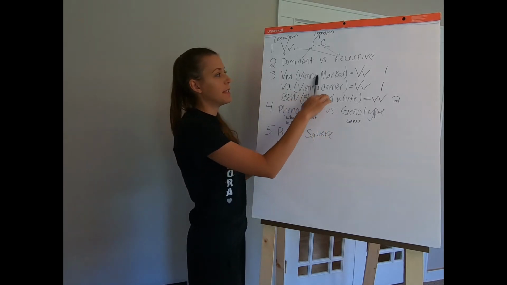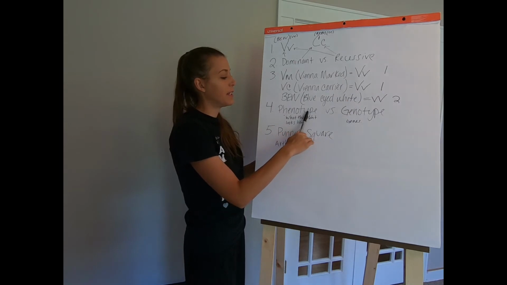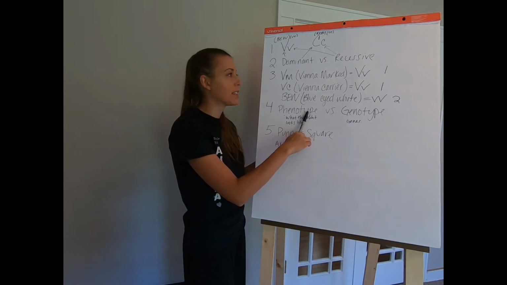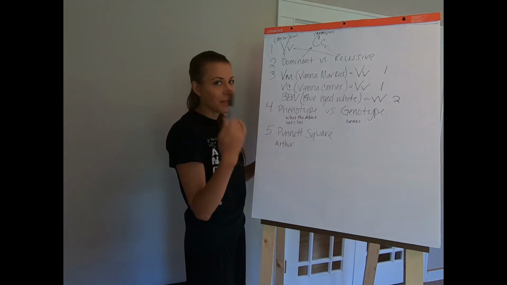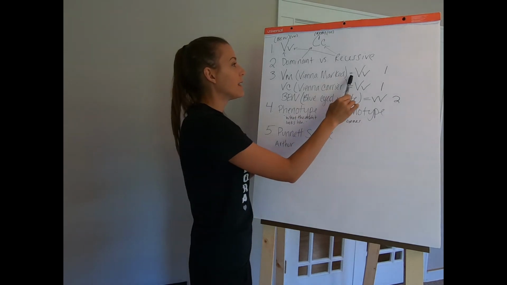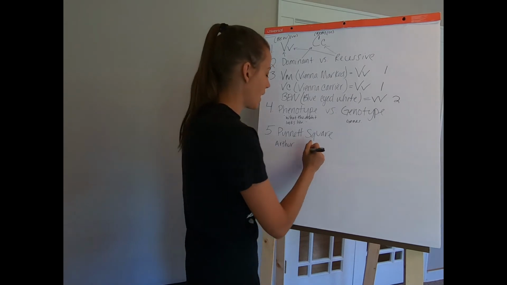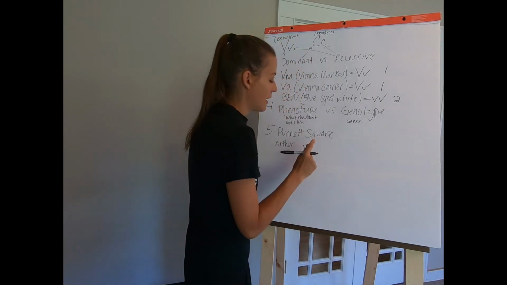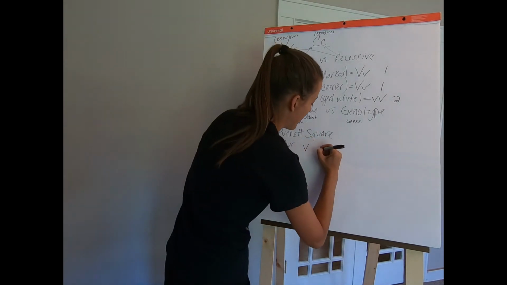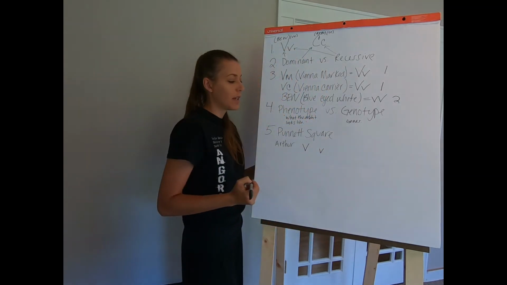Arthur, since he's Vienna marked, that's his phenotype, we can see he's Vienna marked, and he has one little blue spot on one of his eyes. We can tell, and we know his genotype is Vv. We're going to put one V here and one v here.